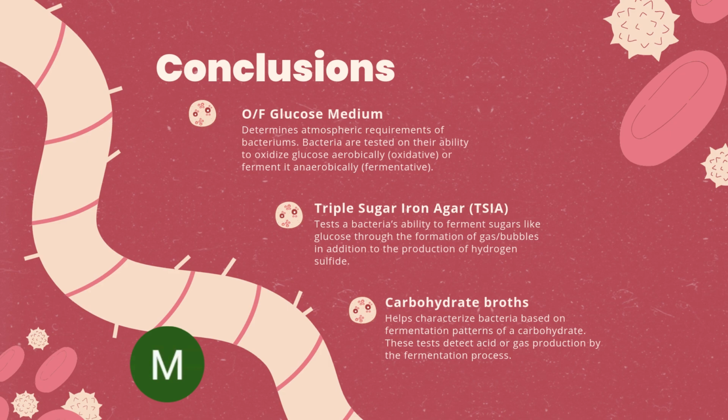The oxidative fermentative glucose test determines the atmospheric requirements of bacteria. The bacteria are tested on their ability to oxidize glucose aerobically, which means that it uses oxygen, or ferment it anaerobically. The triple sugar iron agar test tests a bacteria's ability to ferment sugars like glucose, with the formation of gas, in addition to the production of hydrogen sulfide. Carbohydrate broths help characterize a bacteria based on the fermentation patterns, and detect acid or gas production by the fermentation process.